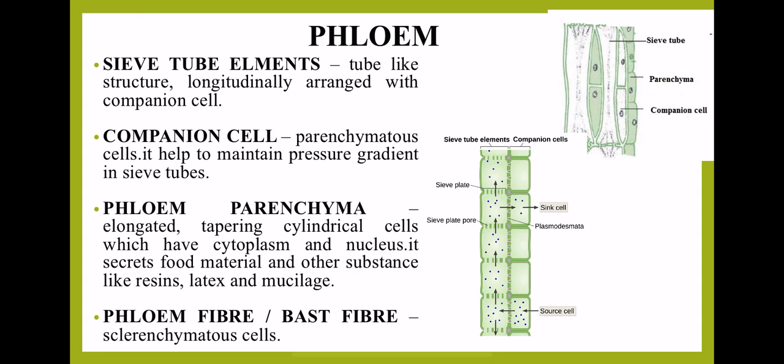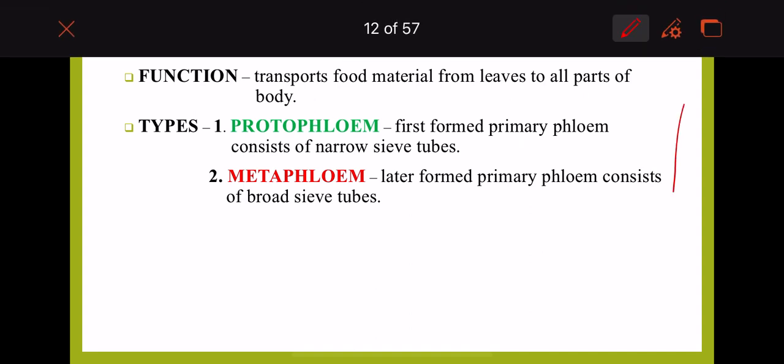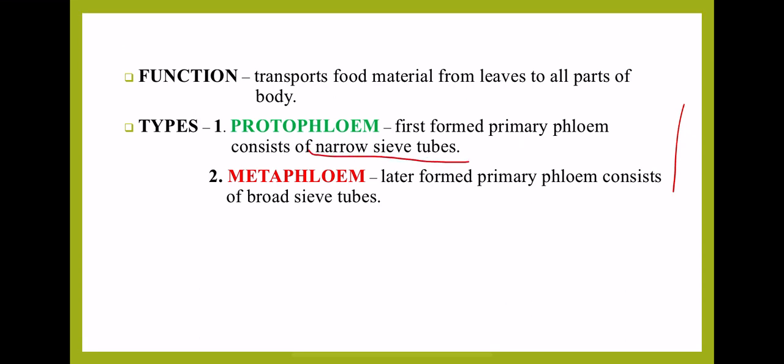Next is phloem parenchyma. It is made of elongated, tapering cylindrical cells which have cytoplasm and nucleus. It stores food material and other substances like resins, latex and mucilage. Phloem fibre or bast fibre is made of sclerenchymatous cells, commonly dead cells. What is the function of phloem? The function of phloem is to transport food material from leaves to all parts of the plant. Phloem is again divided into two types: protophloem and metaphloem. Protophloem is the first formed primary phloem and consists of narrow tubes. Metaphloem is the later formed primary phloem and consists of broad tubes. These are the two main differences between protophloem and metaphloem.